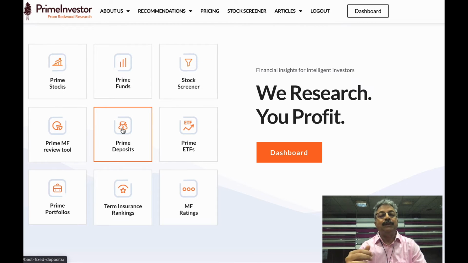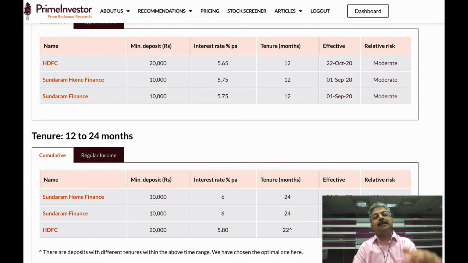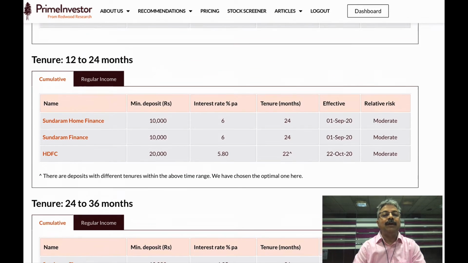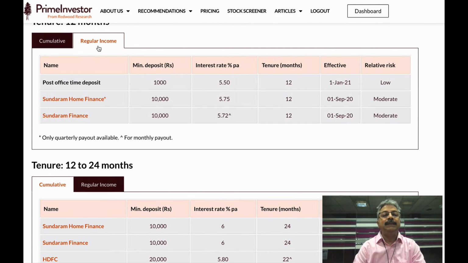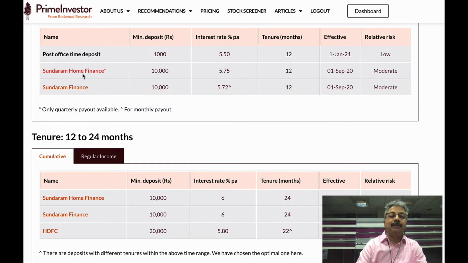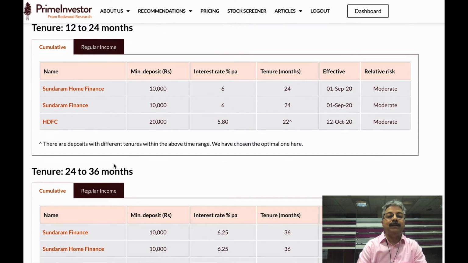Okay, very quickly, let's go to prime deposits. This is about fixed deposits. We give our opinion about bank deposits, but prime deposits is more about the slightly higher risk corporate deposits. We also give, in some cases, bank deposits, but in most cases, the coverage is about deposits that are outside of bank deposits. For example, Sundaram Home Finance gives you a slightly better rate for a tenure of 12 months. In some cases, HDFC gives you a slightly better rate for 12 to 24 months, and so on.